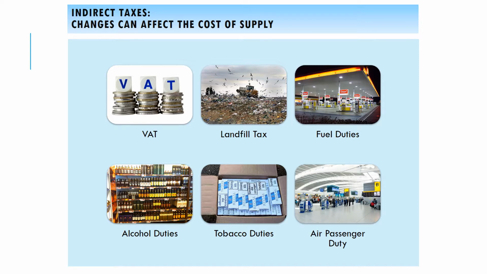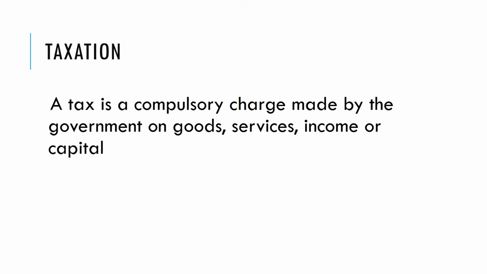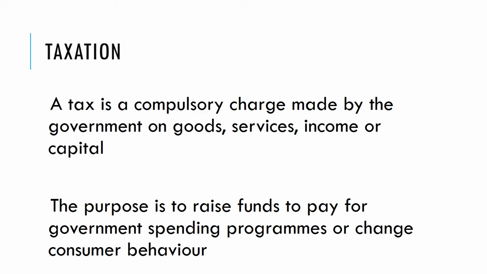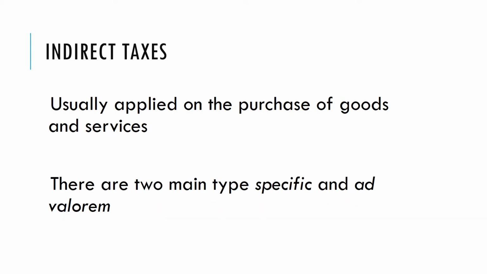Indirect taxes can also affect the cost of supply, and that's what we're going to look at now. A tax is a charge made by the government on goods, services, income, or capital. And they do this to raise funds for government spending programs or to change consumers' behavior. A type of tax is known as indirect tax. It's one type of tax that we're going to look at here.